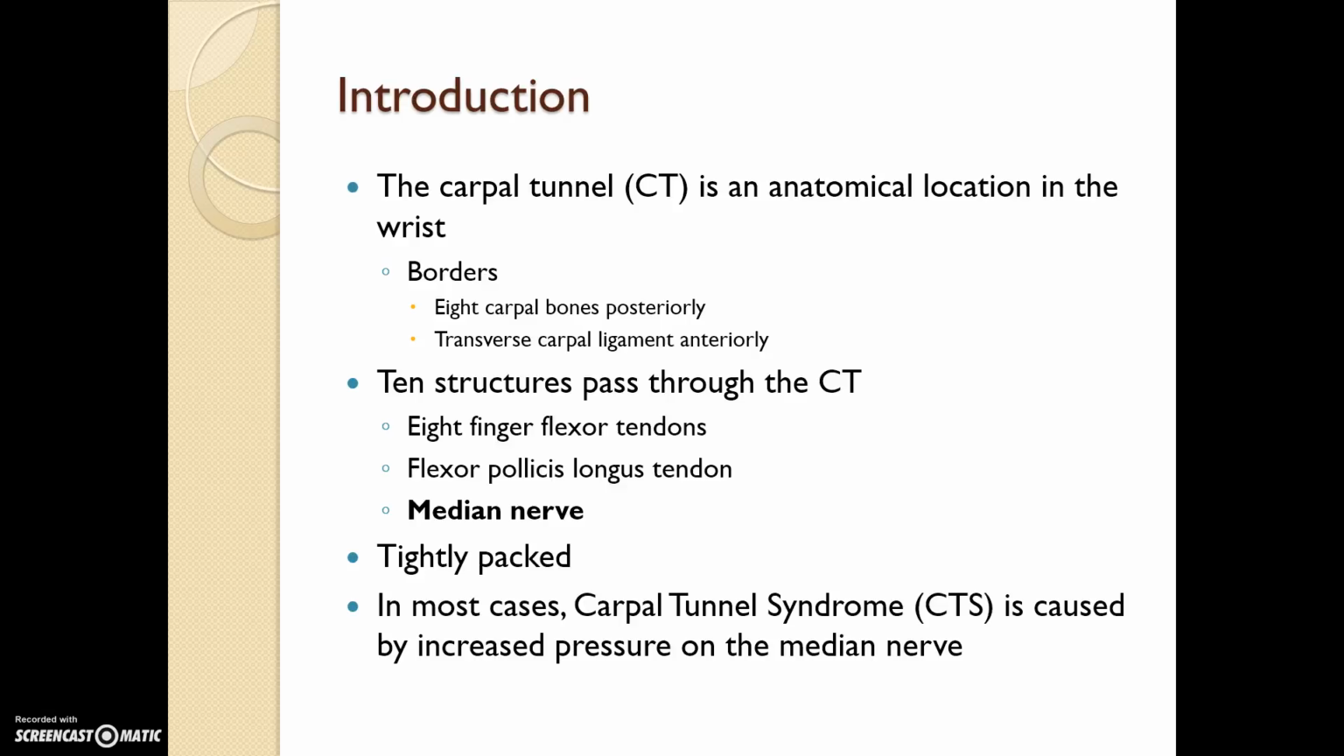We will begin with an introduction to the carpal tunnel. The carpal tunnel is an anatomical location in the wrist. The floor is formed by the palmar radiocarpal ligament and palmar ligament complex. The roof is the flexor retinaculum, the radial side is the trapezium, and the ulnar side is the hook of the hamate. There are 10 structures that pass through the carpal tunnel, most notably the median nerve, which divides into motor and sensory branches in the tunnel.